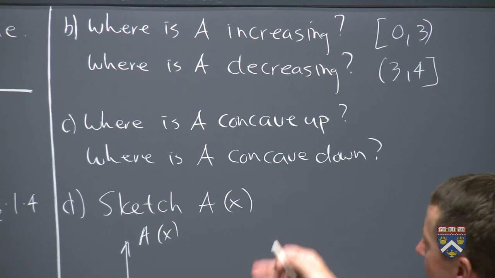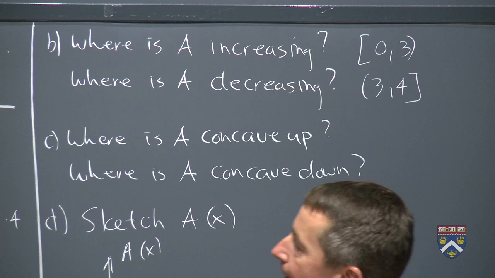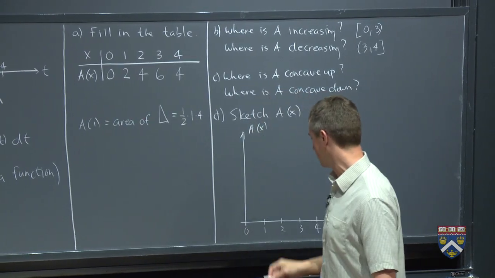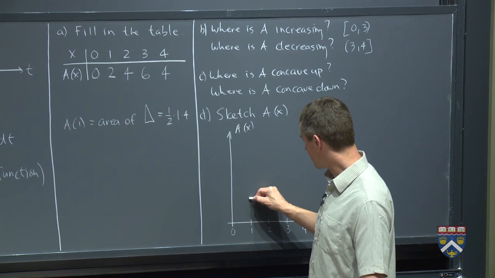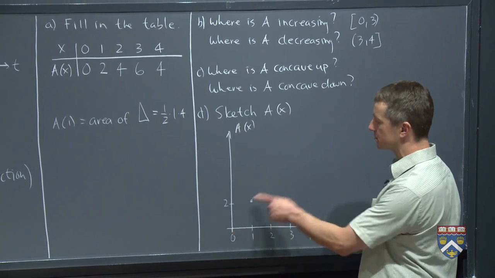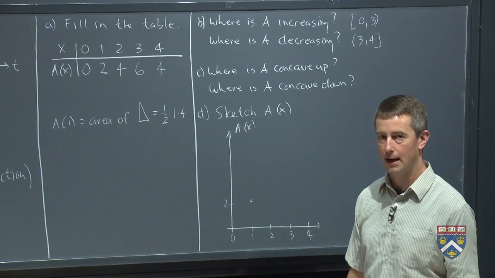I find it easier to sketch the graph here and then come back and do these. So let's try that. We know that A of 0 is 0 and A of 1 is 2. So I've got to start here and go from there to 1, 2. The question is, how do we go from 0, 0 to 1, 2 on the graph of A? Linear, concave up, or concave down?